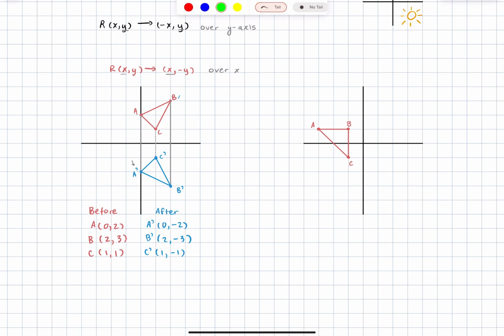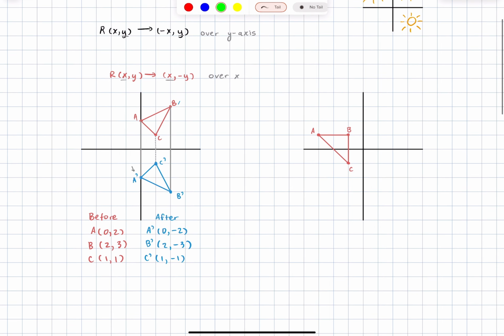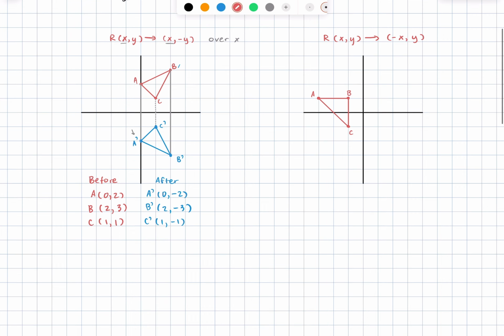You can also just do the points first and then plot them. That's completely fine as well. And that's what we're going to do over the y-axis. So our notation for that would be R, which indicates a reflection, x, y goes to, since we want a reflection over the y-axis, the x is going to change. So let's label our points.